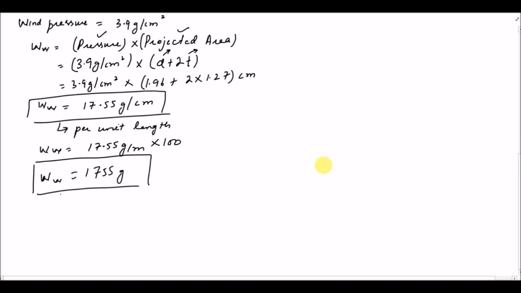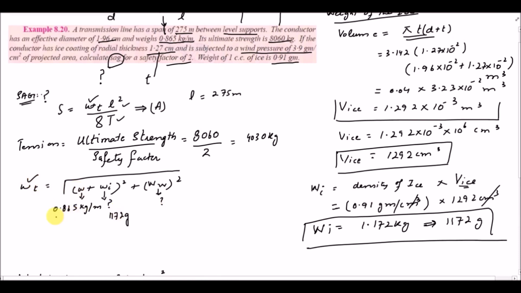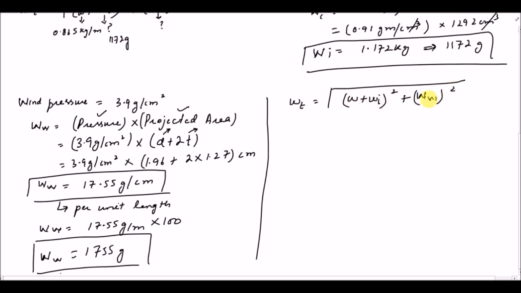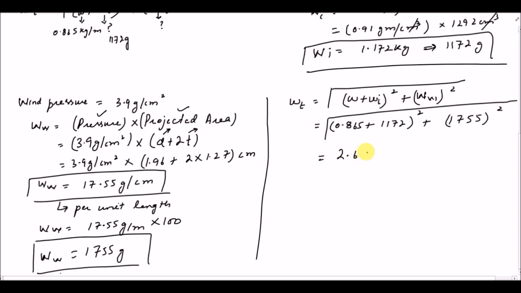Now what we had to find was the total weight. The weight of the conductor is 0.865 kilogram per meter, which is already in per unit length. The weight of ice loading was 1172 gram plus the weight due to wind pressure was 1755 gram per meter. So the total weight WT is equal to the square root of (W plus WI) square plus WW square. All the values are known, so it will become 0.865 plus 1172 square plus 1755 square. So the total weight will be 2.69 kilogram.